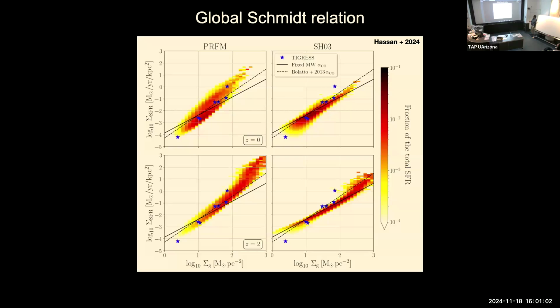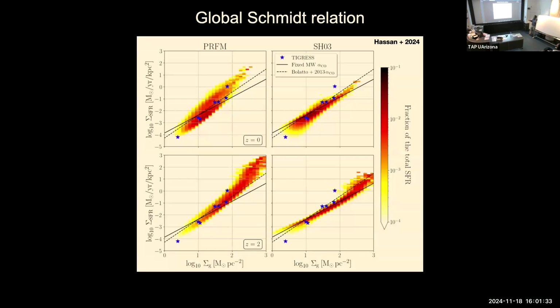And this is a very interesting plot, right? So, okay, on the right-hand side, you have the Springel and Hernquist model. On the left-hand side, we have the PRFM model, right? And they are different, okay? And then the dashed line is the observation when you assume molecular correction in this relation. So then you can get a different slope when you assume a fixed alpha CO for the molecular gas, and then you get a different result, but the slope is not that very different.